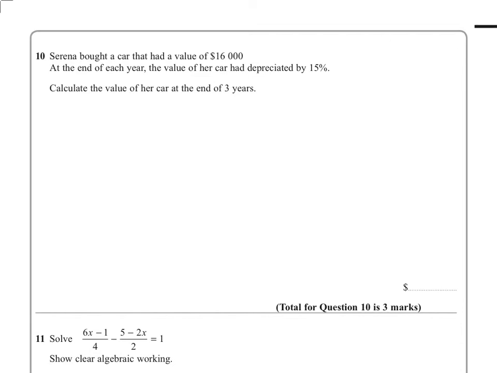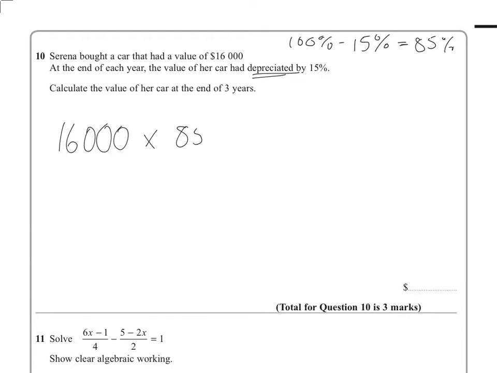Serena bought a car that had a value of $16,000. At the end of each year, the value of her car depreciated, that means decreases, by 15%. 100% minus 15%, because it's a decrease, is 85%. So after the first year, the value of the car will be 85% of the original amount that she bought it for.